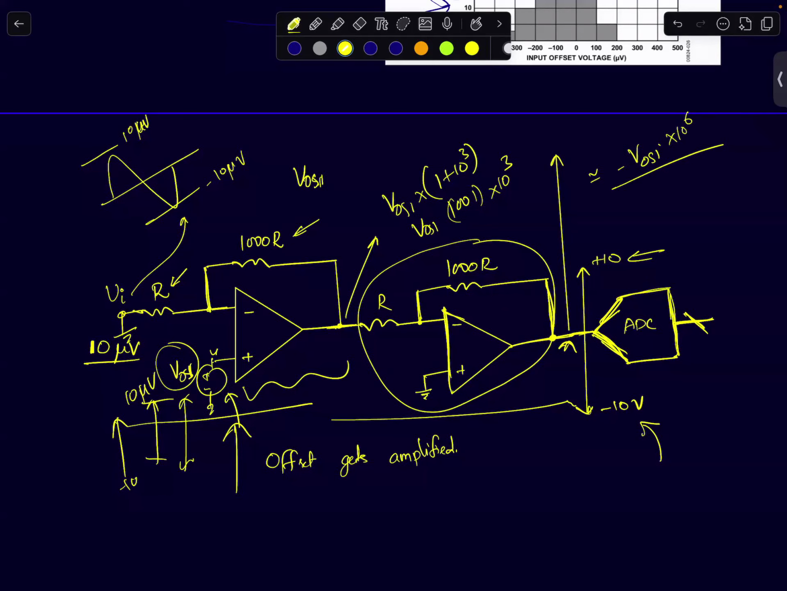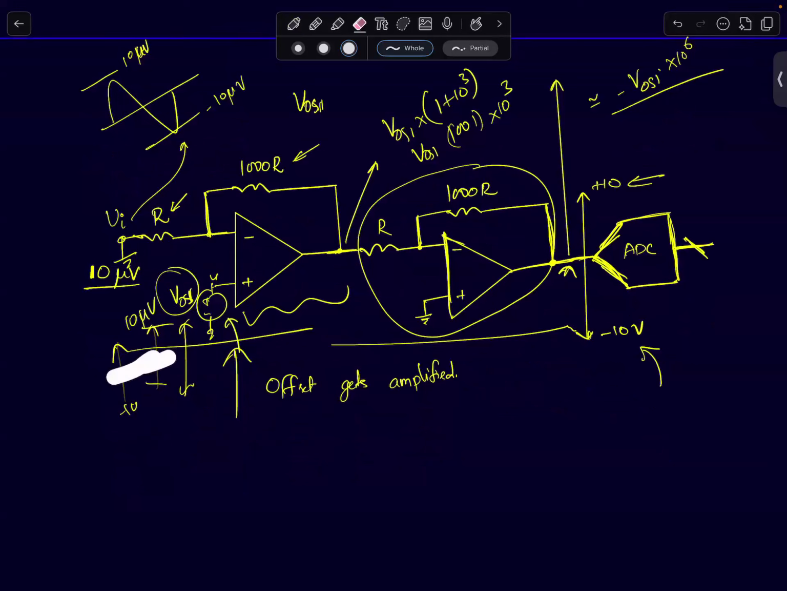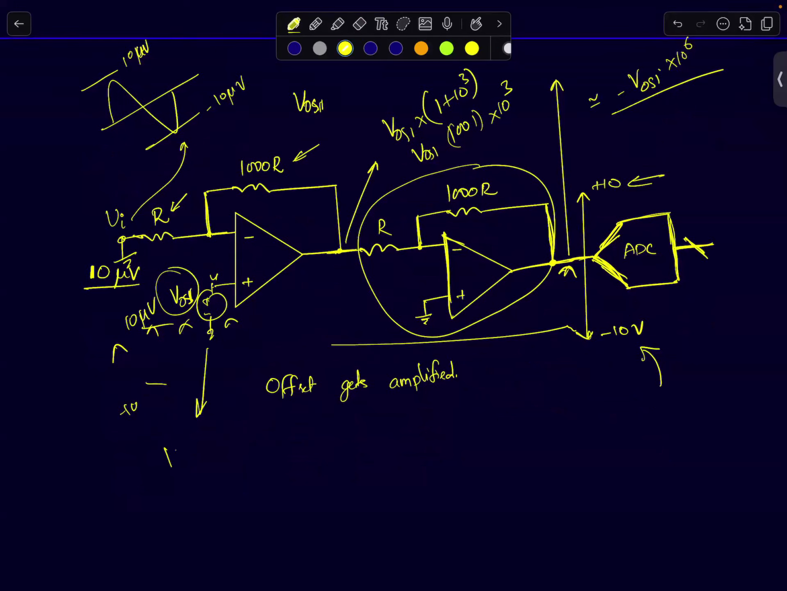So now you see the problem, right? Let's say your offset voltage is 100 microvolts. If I tell you the offset voltage is 100 microvolts for this op-amp, then this 100 microvolts multiplied by 10 power 6 will give me 100 volts. This can be plus minus 100 volts. See, it's offset, right? Every op-amp will not have the same 100 microvolt offset.